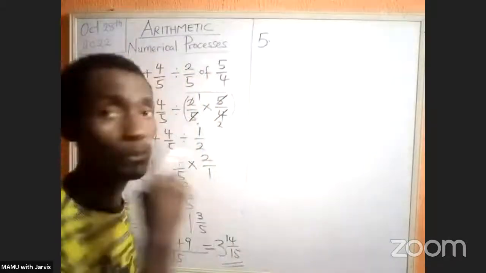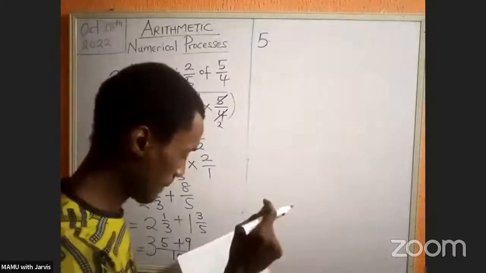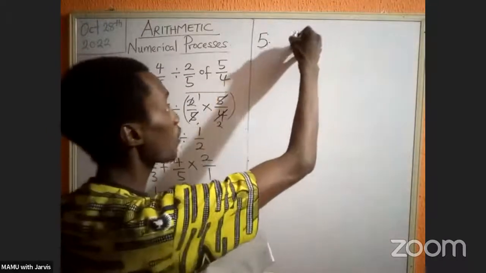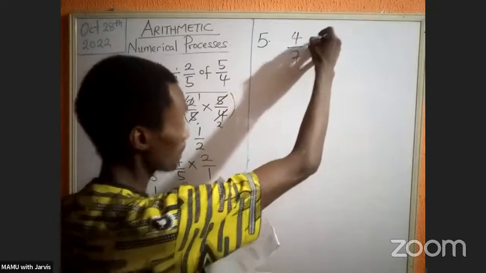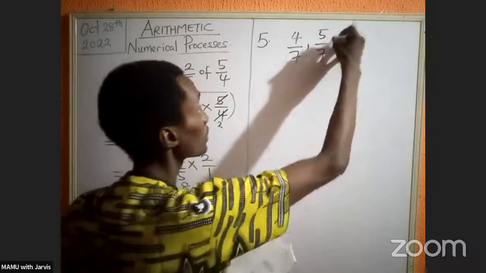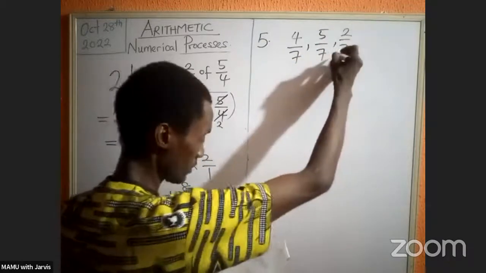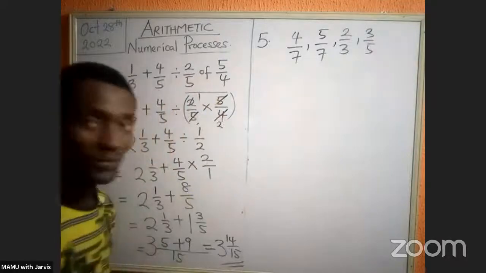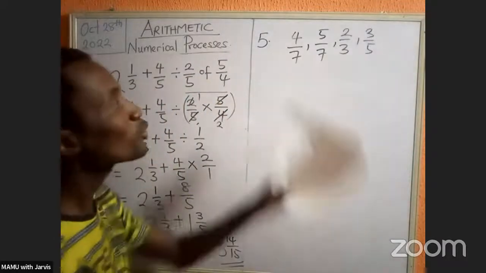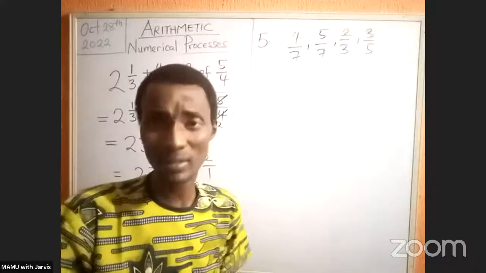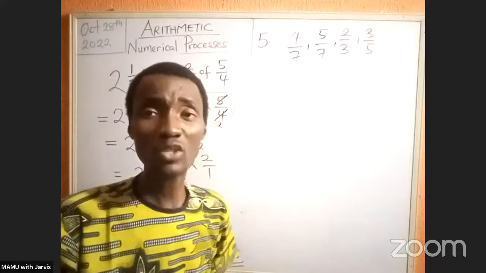Okay, so if we're going to be doing that, it would mean that we need to look at what fractions we're considering. 4/7, 5/7, 2/3, and 3/5. So, how do we solve a question like this? Now, there are different methods you've been taught.